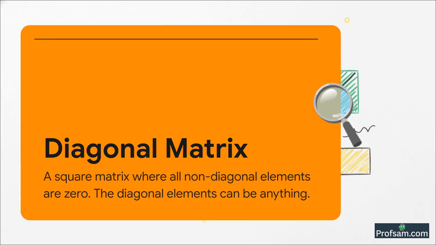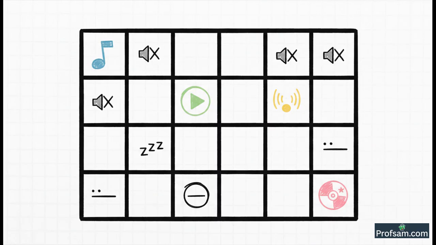And what about the elements on the diagonal? Well, they can be anything. 5, -2, 0, doesn't matter. Just think of it like this. Imagine a music playlist. The main diagonal has all your favorite tracks, the numbers that actually matter. Everything else, all the off-diagonal spots, are just silent. They're all 0. Only the main diagonal has the sound.